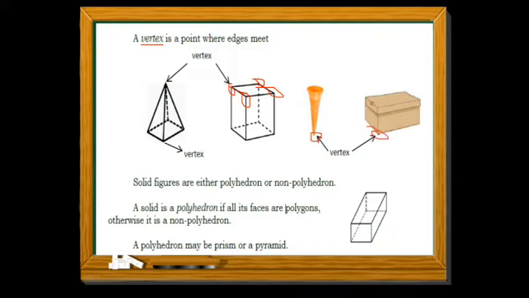And then solid figures are either polyhedron or non-polyhedron. So a solid is a polyhedron if all of its faces are polygons, otherwise it's a non-polyhedron. So a polyhedron may be a prism or a pyramid like this. So may mga faces siya. Yung mga flat surface niya, kasi it's a polygon siya. Ibig sabihin, may number of sides. Pag sinabi nating polyhedron. Okay? Alamin natin mamaya kung ano ba ibig sabihin ng ating non-polyhedron.